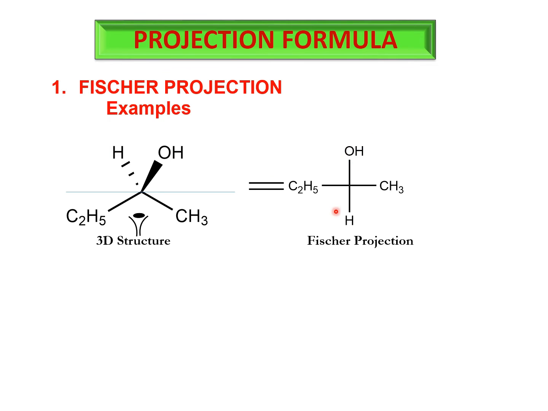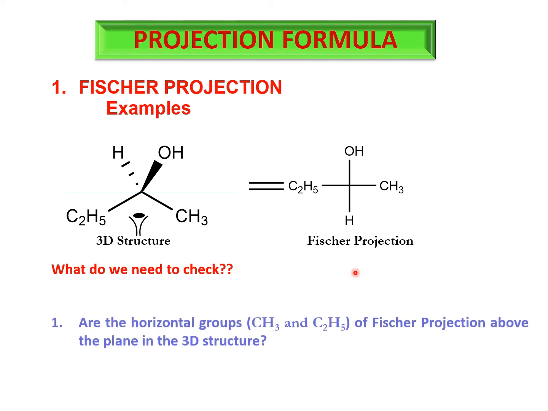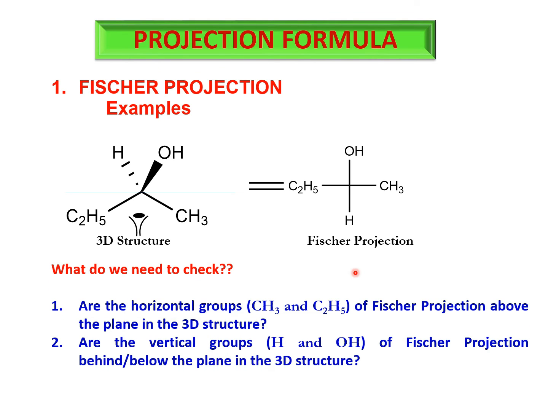Again, as I told you earlier, you have to have a very strong imaginative power to understand this, and again, don't skip it. Take it slow and steady and try to understand it. So you have the Fischer projection drawn like this. And again, you ask yourself the two questions. So you check the horizontal groups, in this case CH3 and C2H5 in the Fischer projection.